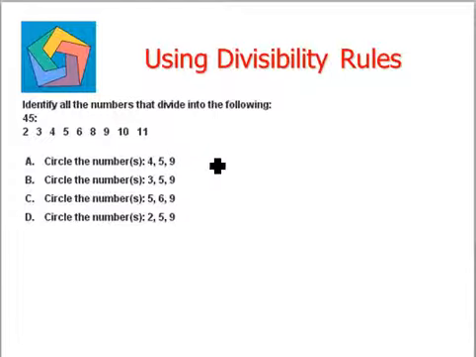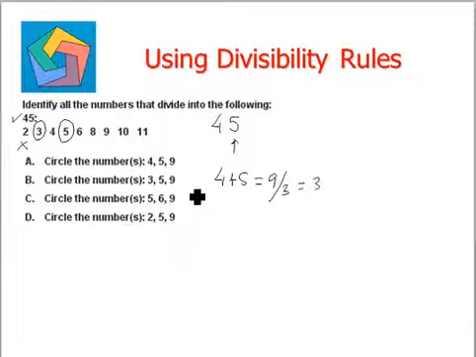Identify all the numbers that divide into the following. So we have been given 45. The ones digit is 5. So that means it will go in 5 for sure. It is not even, so 2 is ruled out. For 3 we take the sum, 4 plus 5, that is 9. 9 is divisible by 3, so 3 also comes here. To check for 4 we take the last two digits again, that is 45, which is not divisible by 4, so 4 is also cancelled.